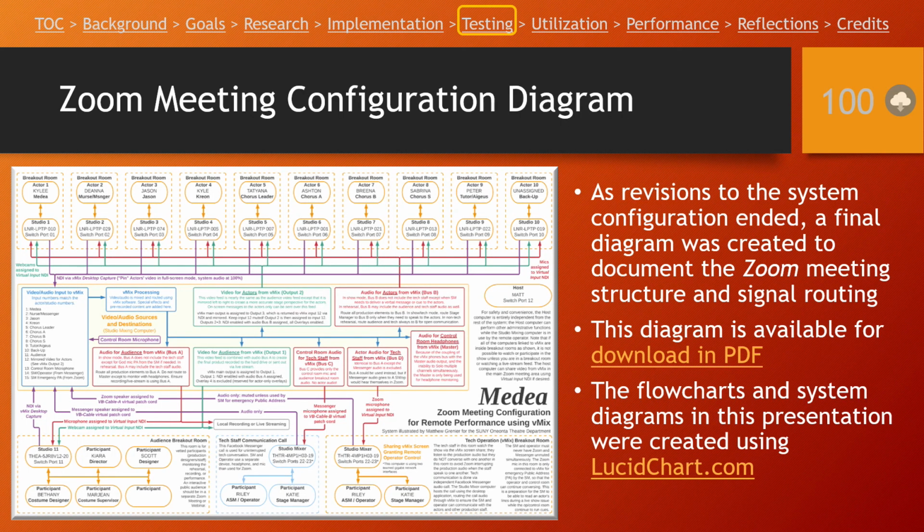All right, so we have reached the conclusion of the testing phase of this project, and concluded this phase with a more accurate documentation of the system as we set it up and as we were using it. This is a diagram showing the structure of our Zoom meeting, and how the breakout rooms relate to the audio coming and going from vMix and all that sort of thing. This is also available as a PDF download. If you want to take a look at it more closely, you can find that there. This is just a more accurate diagram of the system we actually ended up using.